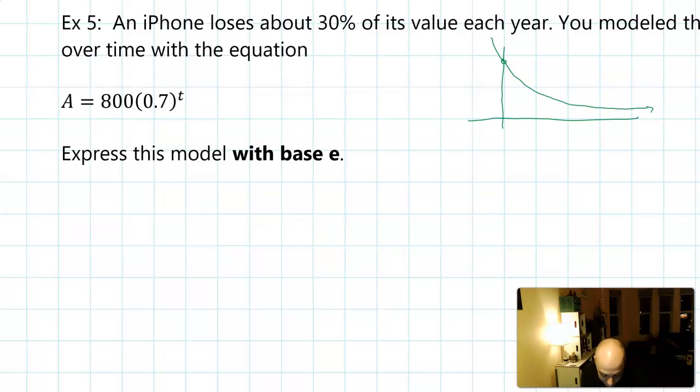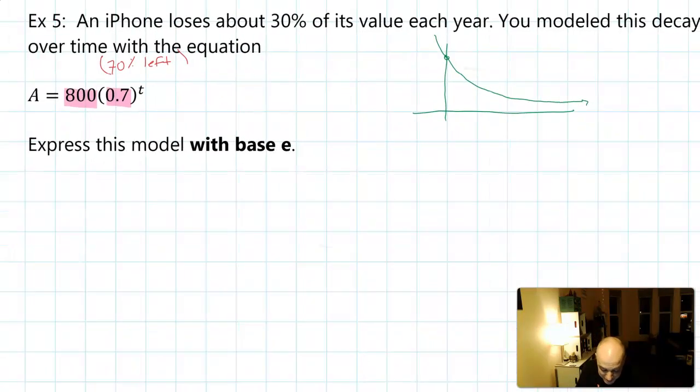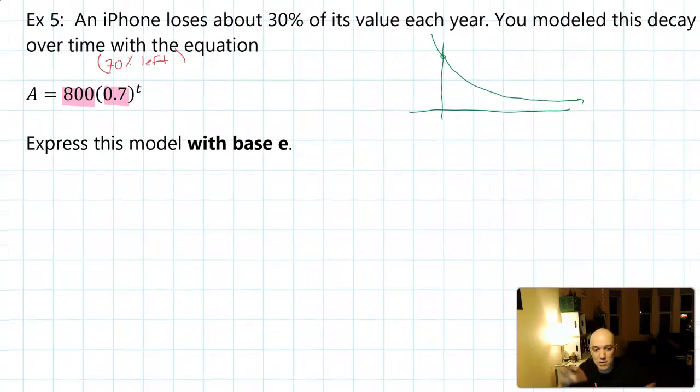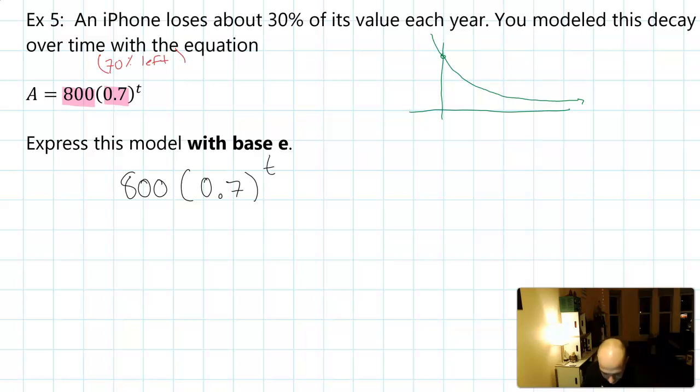And so you might have modeled this by saying, okay, 800 times 0.7, that is, 70% left, to the t. But maybe you want to compare this with a friend across the country and they used base E. You want to see if their prices are the same as yours. Let's convert this model to a base E. So we have, and I want to write this as 800 e to the k t.